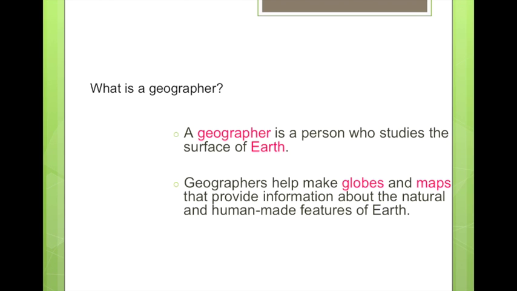Geographers help make the globes and maps that provide information about the natural and human-made features of the Earth. So a geographer could make a map that has man-made features on it, but they're not going to really study those features in depth.